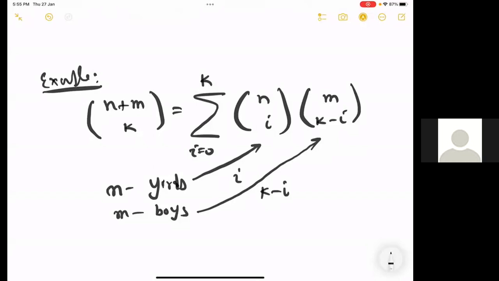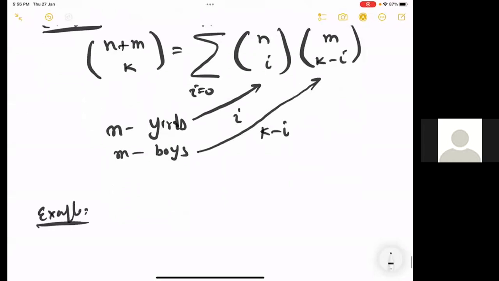It's very simple. You have n girls and m boys, and you have to take k students out of that. Select i girls among the n girls, and select k minus i boys from the m boys. That's it.